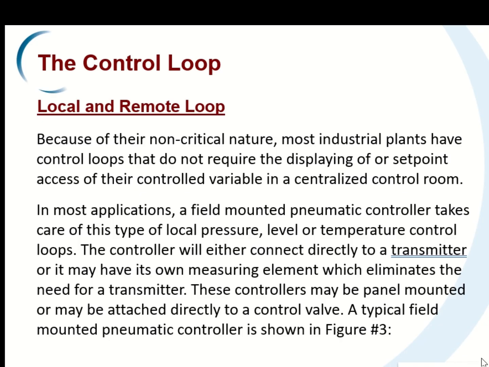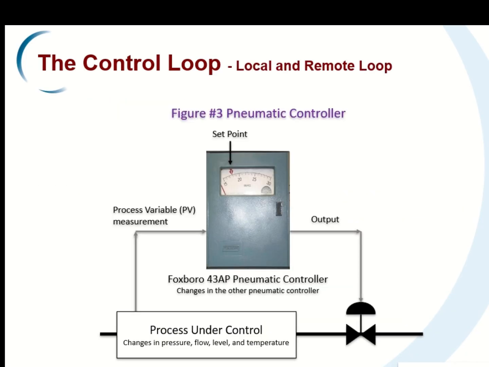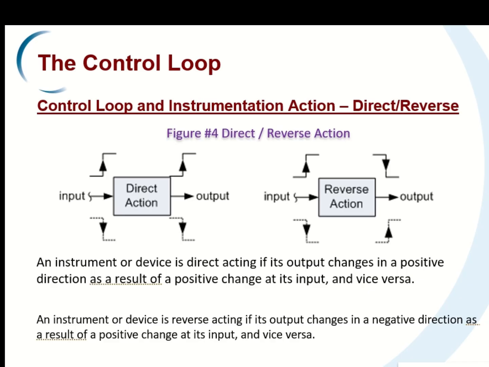These controllers may be panel mounted or may be attached directly to a control valve. The typical field mounted pneumatic controllers are shown in figure 3. So we'll see what the figure says. You can see there's a local and a remote loop. Under this one we have a pneumatic controller, process variable, output, and the output is connected to the control valves. Hope this is clear.